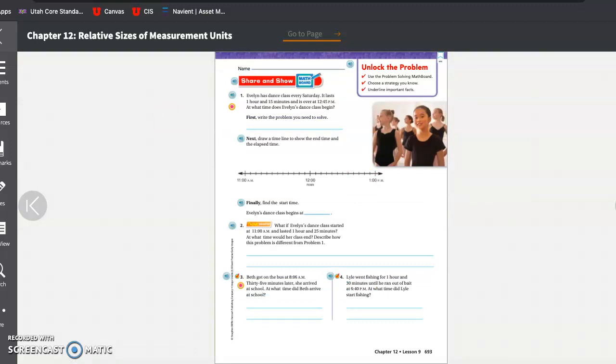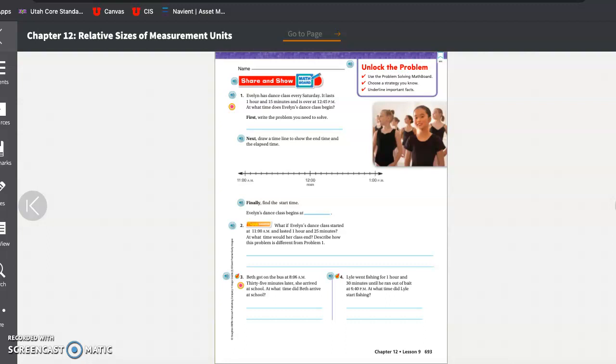Okay, so let's go ahead and start here. Evelyn has dance class every Saturday. It lasts 1 hour and 15 minutes and is over at 12:45 p.m. At what time does Evelyn's dance class begin? So again, I want you to work through these problems, pause my video, work through those, and then we'll go over it together and you can check your answers, okay?